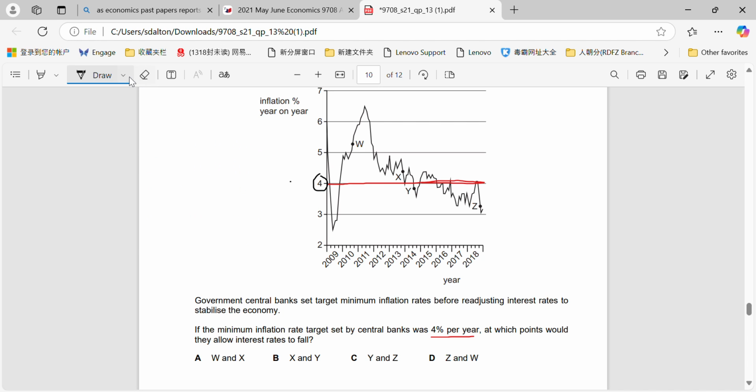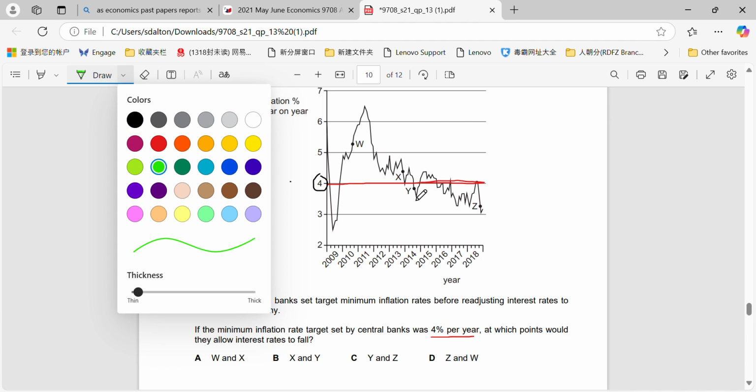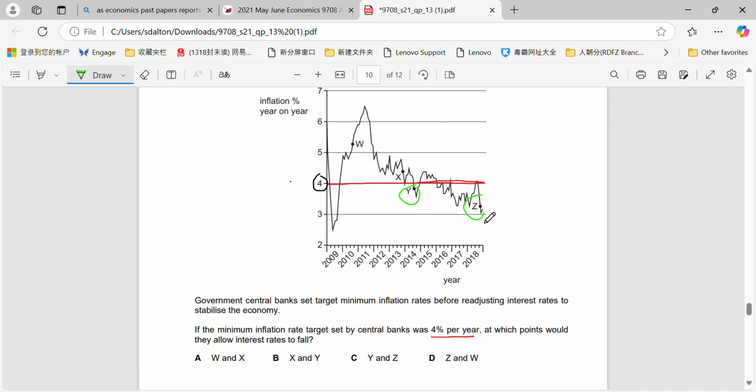So anytime the inflation rate is below that, which in this case would be at Y and Z, that's when they would decrease the interest rates, because they're trying to move aggregate demand to the right and stimulate growth, which will allow them to move back up towards their target rate of 4%. So really the theory is very simple. If the rate of inflation is below their target, they reduce the interest rates to stimulate consumption and investment. If the inflation rate is above 4%, they increase the interest rate to reduce aggregate demand and bring it back towards the rate of inflation that is their target.